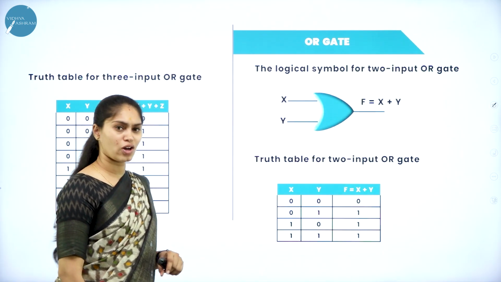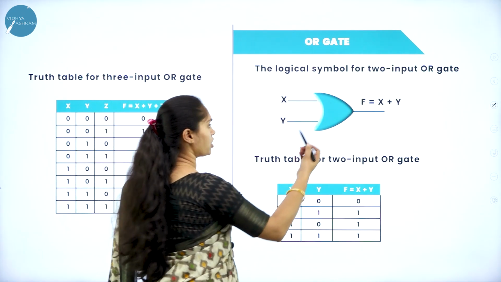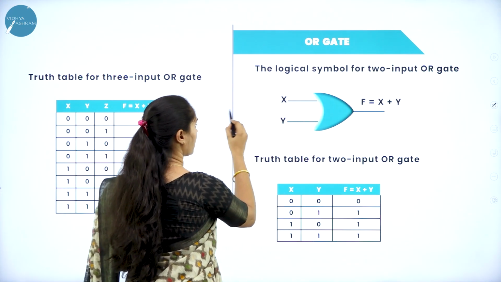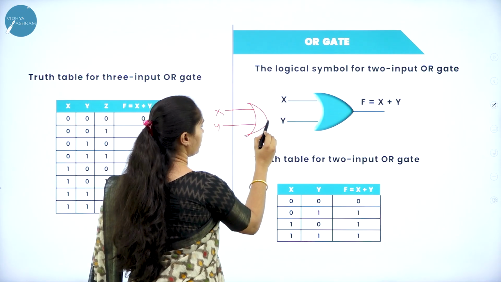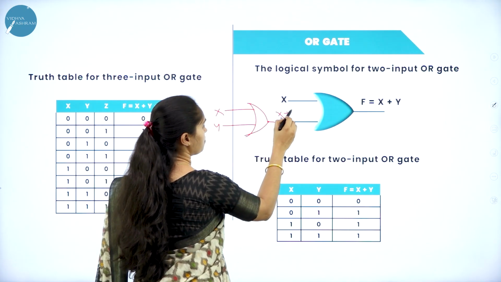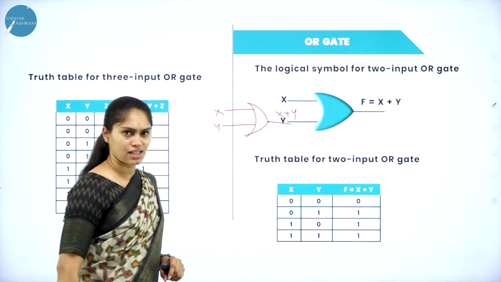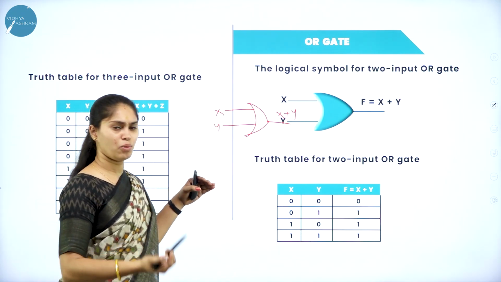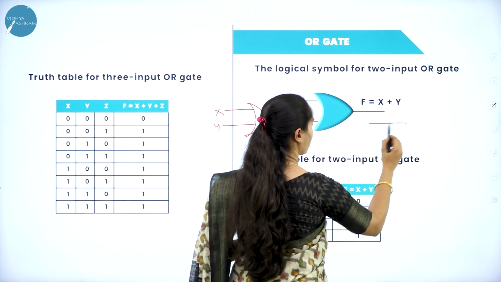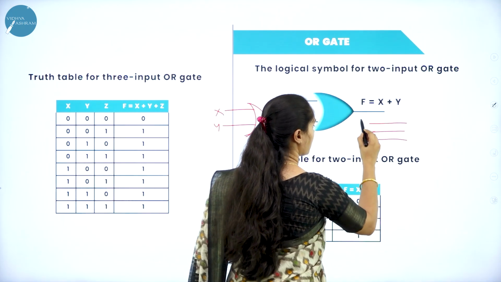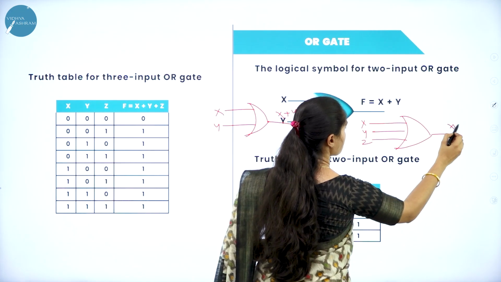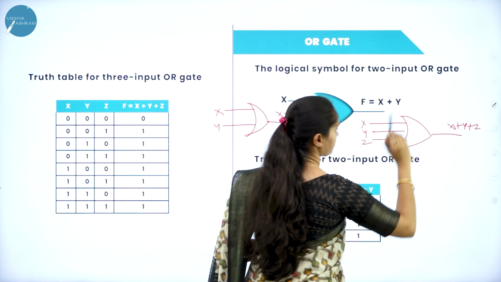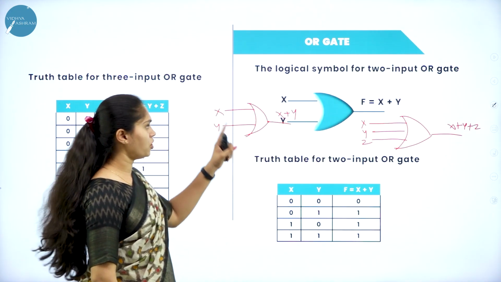Here you can see the logical symbol. This is how we write the logical symbol of the OR gate. It takes two inputs called X and Y, and what it produces is X plus Y as the result. If it has 3 inputs, how do I write it? Let me consider I have X, Y and Z. These are my inputs. Then I write X plus Y plus Z. This is the 3 input OR gate.